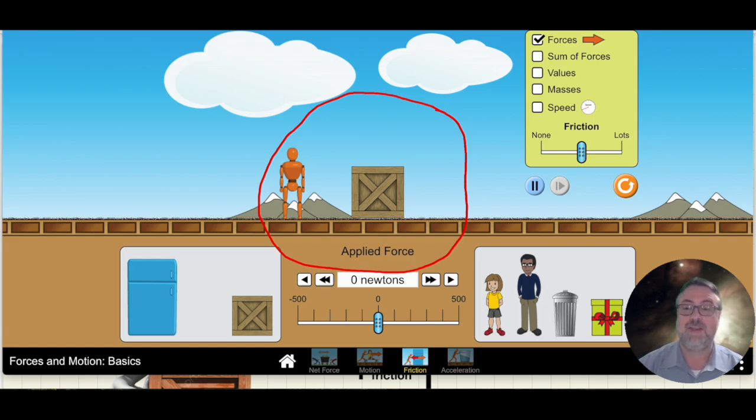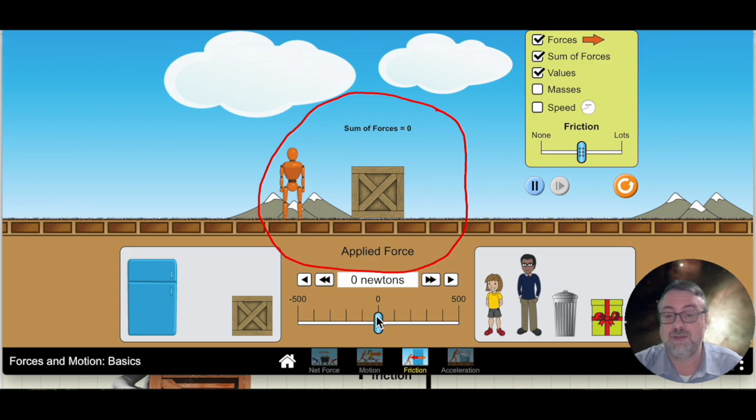So what we have here is a crate, and we're going to push the crate and see how the force of friction changes. Right now, we're not pushing the crate at all, and so there is no force of friction. Friction will only exist if we try to move the crate. So let's apply a force to the crate. I'm going to also allow us to see the sum of the forces and the values. So I'm going to apply a force to the crate and watch what happens to the force of friction.